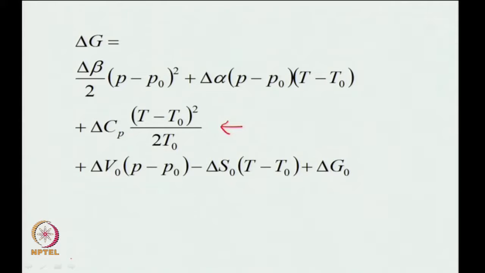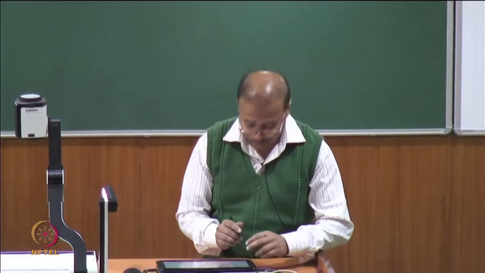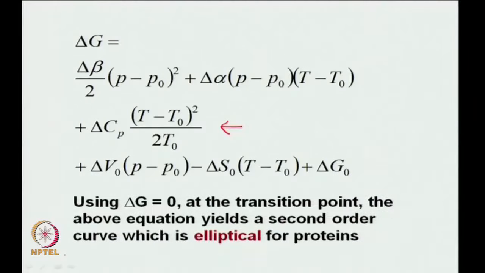Now what is the essence of this equation, and why did we have to take this approximation into consideration? This is why. You know where you have delta G equal to 0? At your transition temperature, at your transition point. If you have delta G equal to 0 at the transition point, the above equation yields a second order curve which is elliptical for proteins, right, and this is the key word, it is elliptical.